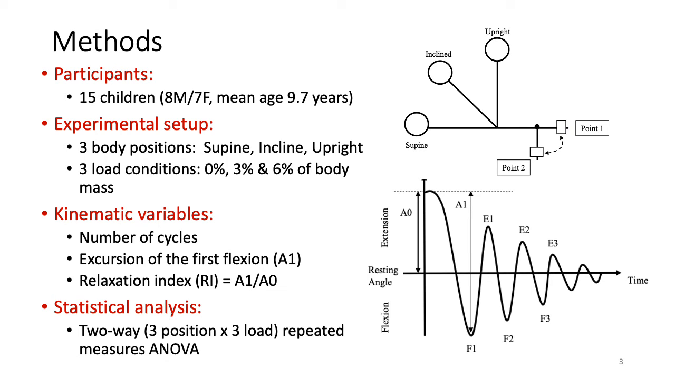We conducted a series of 2-way repeated measures ANOVAs with repeated measures on position and load. Post-hoc pairwise comparisons with Bonferroni adjustments were conducted as necessary, with an alpha level set to 0.05.